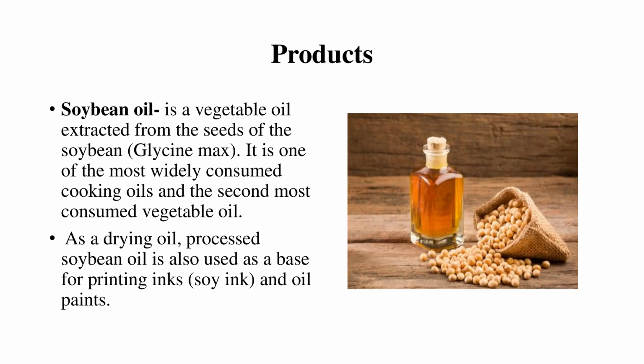There are different products of soybean. We have soybean oil, a vegetable oil extracted from seeds of the soybean or Glycine max. It is the most widely consumed cooking oil and the second most consumed vegetable oil. As a drying oil, processed soybean oil is also used as a base for printing inks, or soy ink, and oil paints.